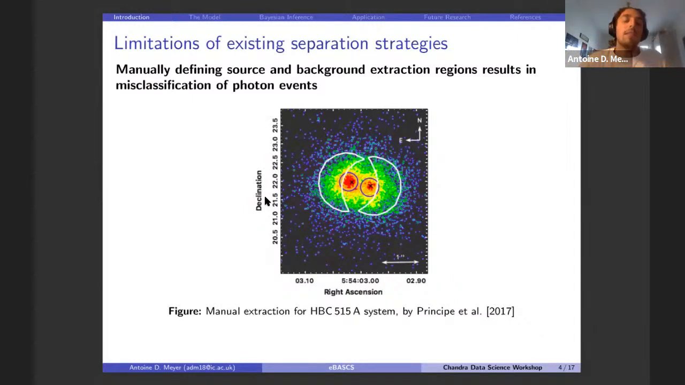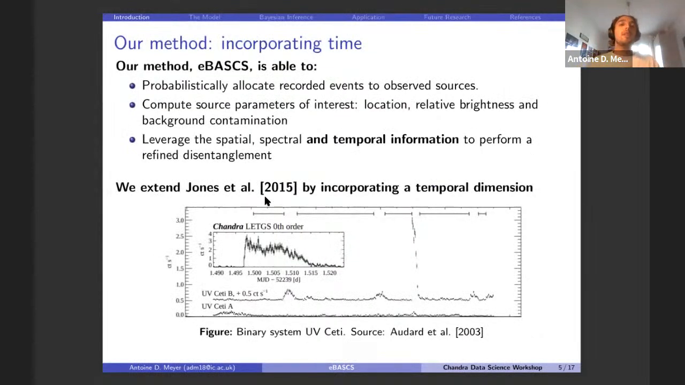And another problem is that that yields a deterministic allocation. And this is problematic because you're introducing a lot of uncertainty with the source separation strategy that are not taken into account in your allocations and analysis. So this is why we're interested in more algorithmic and probabilistic methodologies that can really take into account this uncertainty. And this is where we're coming from with eBASCS.